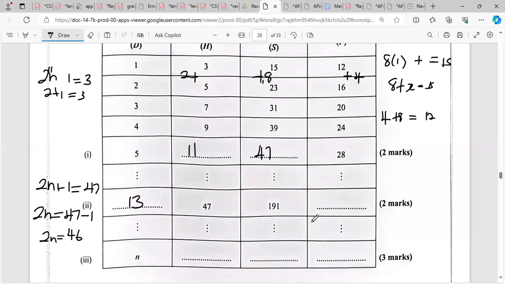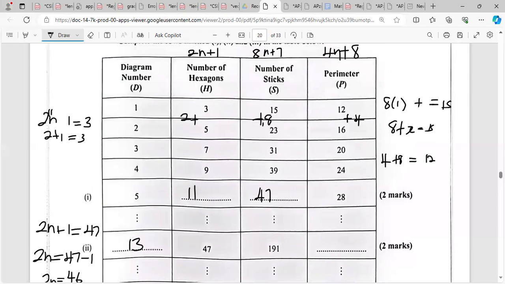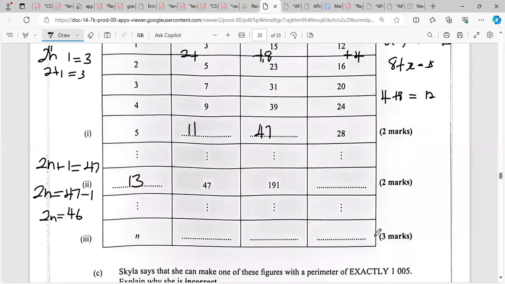For this one now, what was the formula for this one? 4n plus 8. 4n plus 8. 4n plus 8. And here, 2n plus 1. Alright, so 4 times 13, 52. Plus the 8, that's 60. I think we're done now. We just need to plug in this, and that's it.